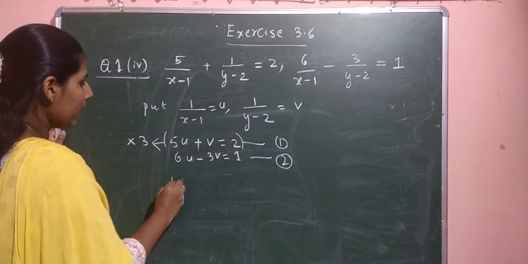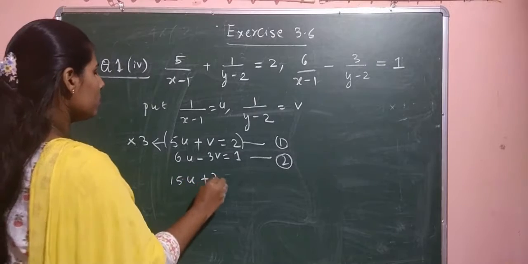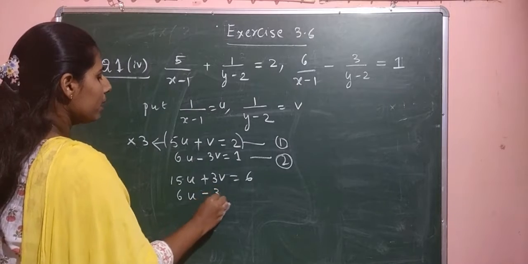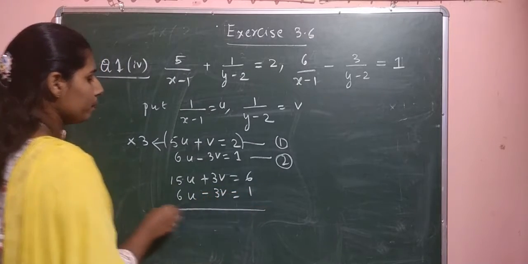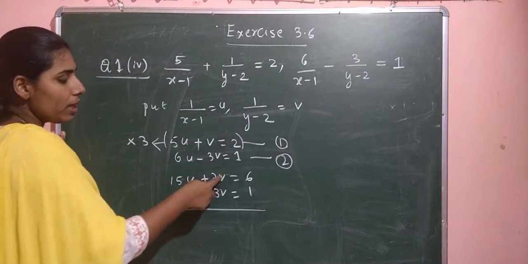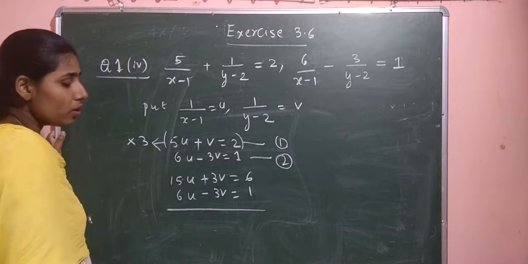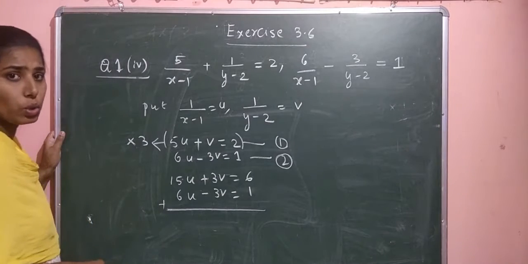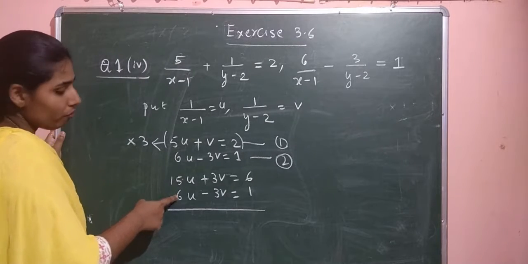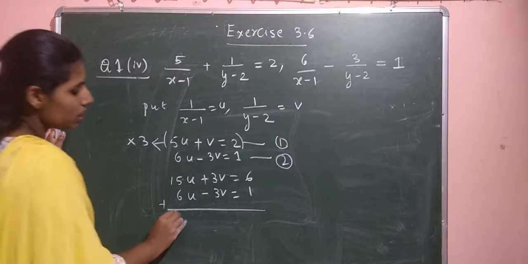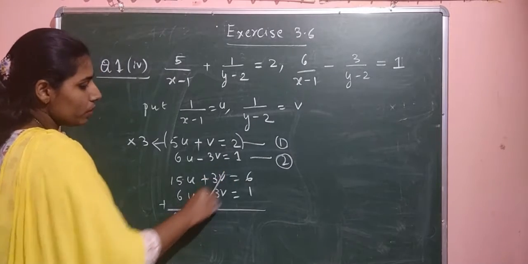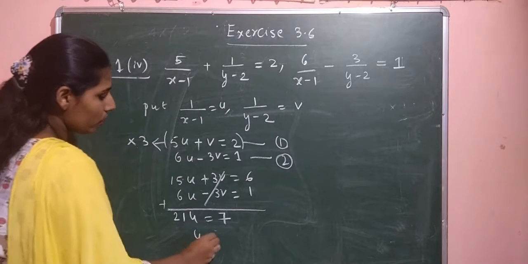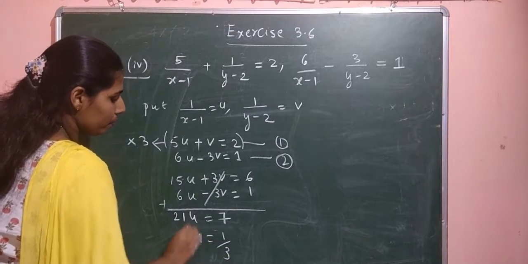So we will get here 15u + 3v = 6, and here you will get 6u - 3v = 1. Now since we have like terms with opposite signs, we will add the equations. So you will be left with 15 + 6, we get 21u, the v terms get cancelled, equals 7, or u = 1/3.